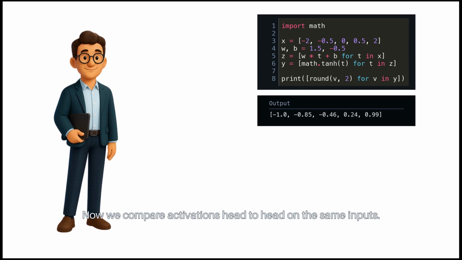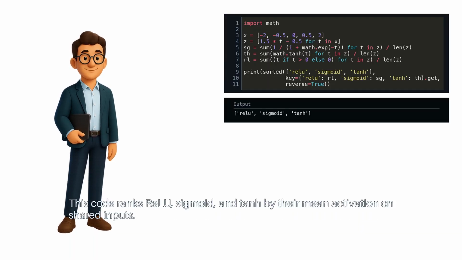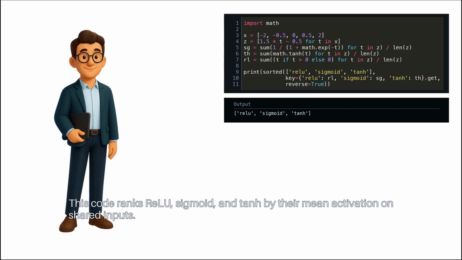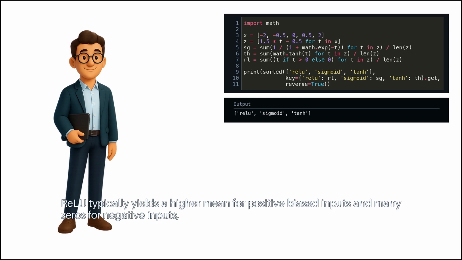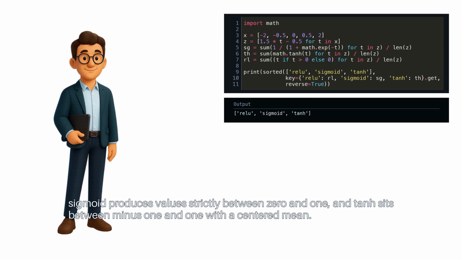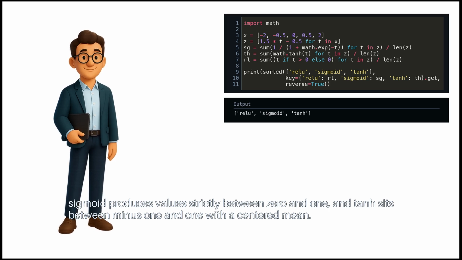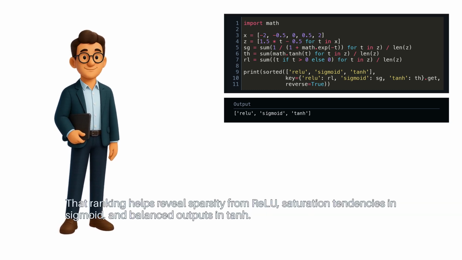Now we compare activations head-to-head on the same inputs. This code ranks ReLU, Sigmoid, and Tanh by their mean activation on shared inputs. It runs the same batch of numbers through each activation and reports average values, so you can see practical differences. ReLU typically yields a higher mean for positive biased inputs and many zeros for negative inputs. Sigmoid produces values strictly between 0 and 1, and Tanh sits between -1 and 1 with a centered mean. That ranking helps reveal sparsity from ReLU, saturation tendencies in Sigmoid, and balanced outputs in Tanh.